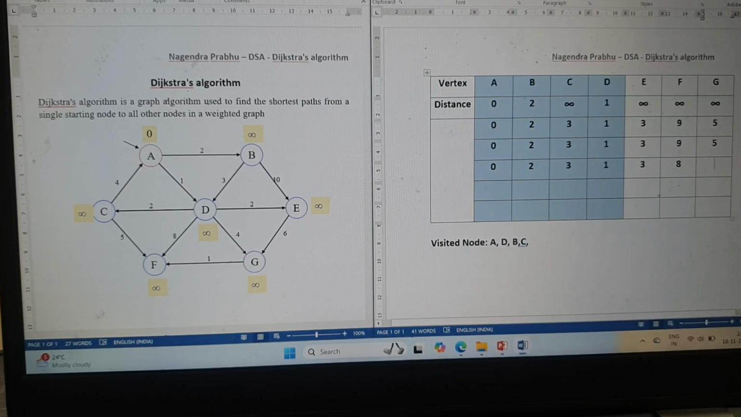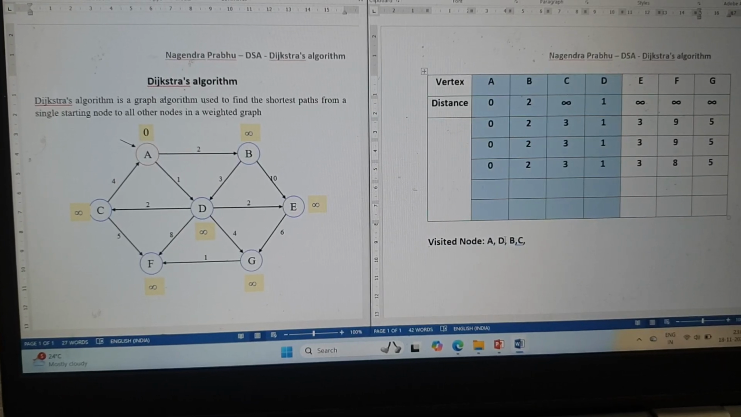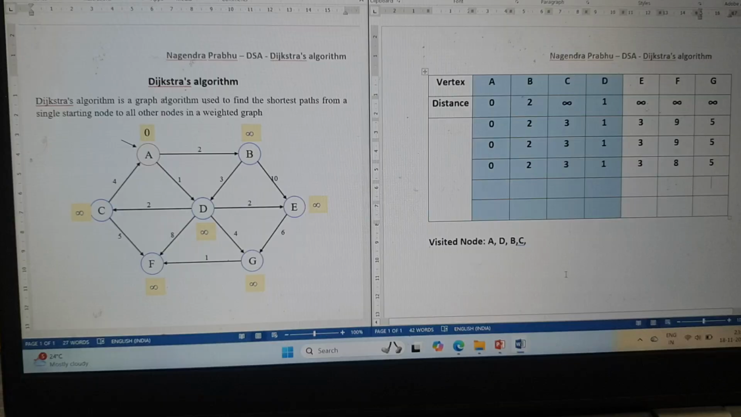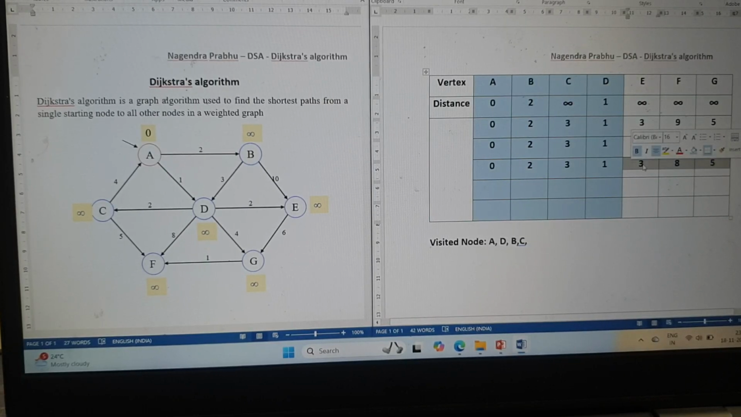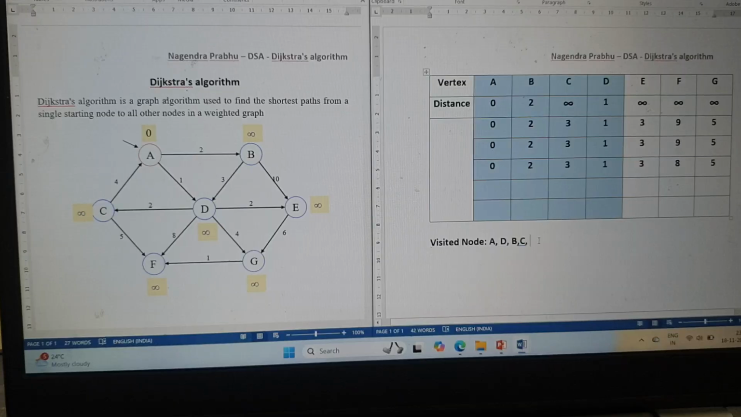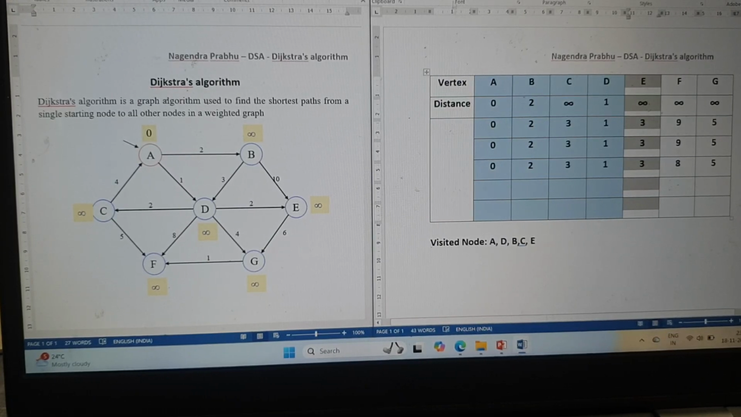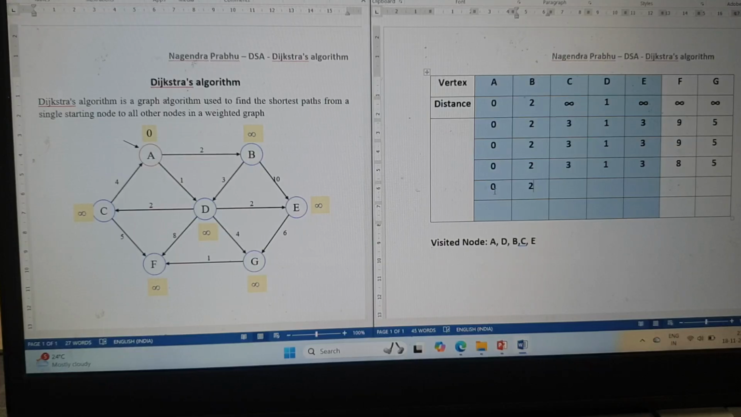Now next one is C to G. There is no direct path, so just put the value 5 again. Now as usual, among these 3, which one is minimum? E is minimum. So next we are going to visit E. Now I am going to change this color. I have changed this color. Now just copy the same values; whatever is visited we are not going to do anything. 2, 3, 1, 3, up to here the values remain the same.